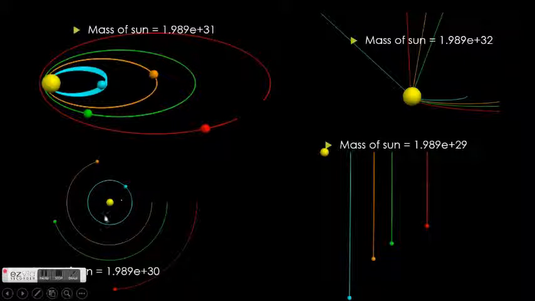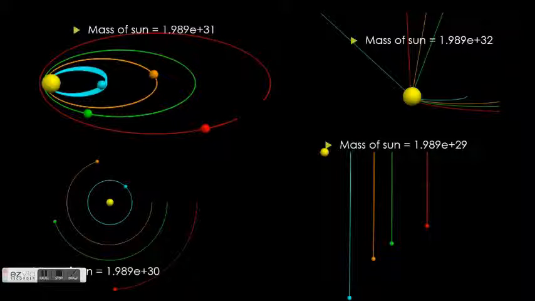Here is just the regular mass of the sun, which is the model I just showed you, which is just perfect circles. And here's the mass of the sun to the 32nd power, which is so strong that it pulls in the first 4 planets and shoots them in straight beams across, just because of how great the force is.